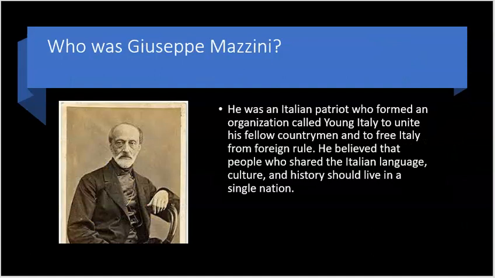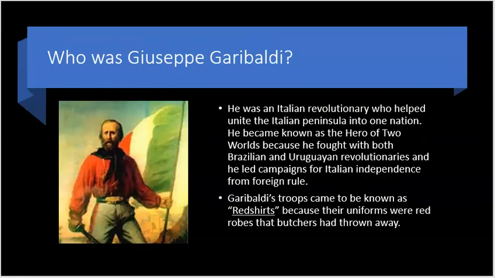Who was Giuseppe Mazzini? He was an Italian patriot who formed an organization called Young Italy to unite his fellow countrymen and to free Italy from foreign rule. He believed that people who shared the Italian language, culture, and history should live in a single nation.